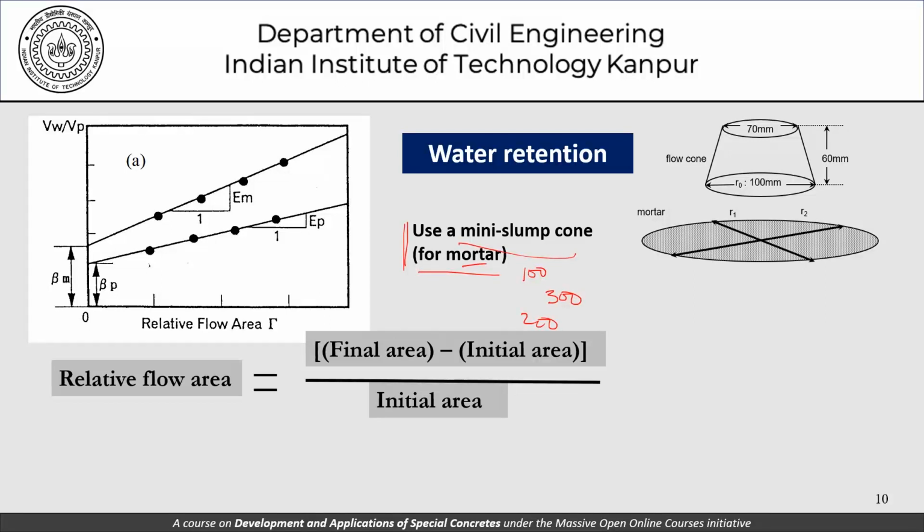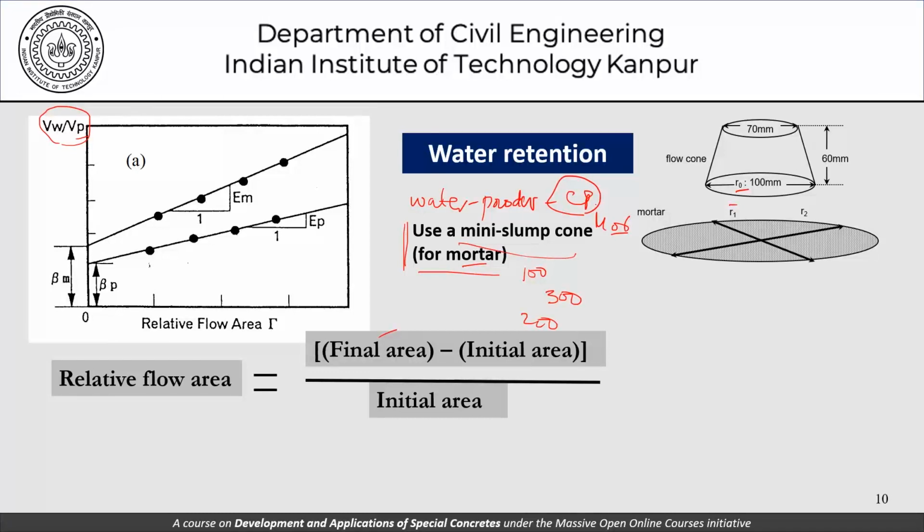So what happens is that we try to take different pastes and mortars for different water to powder ratios. So we vary the water to powder ratio and try to use either the paste part, the cement paste as we will call it, or the mortar, and try to do a mini slump test and try to measure the final area. Now the final area here is the spread of the mortar that is achieved after you take the mini slump cone off. So this R1 and R2, we take a mean of that and so on.